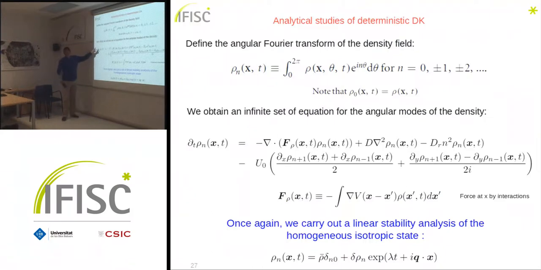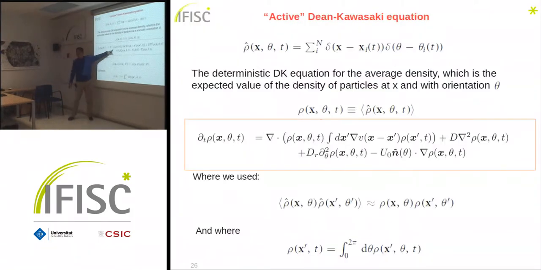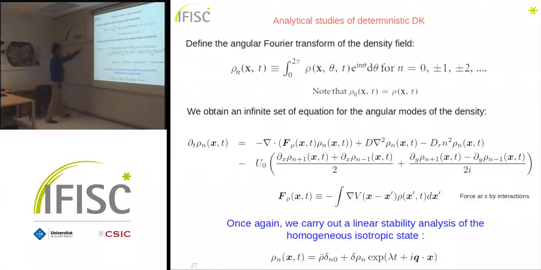Okay. Then for this, we're not entering too many details, and then we are going to analyze this equation. It's a very complicated equation, but I can tell you how you can proceed. First thing, let's define the angular Fourier transform of this density field, the Fourier transform in the angular variable. Then you obtain this equation for many modes, in fact, for infinite modes. This is now the equation of the modes in the angular distribution.